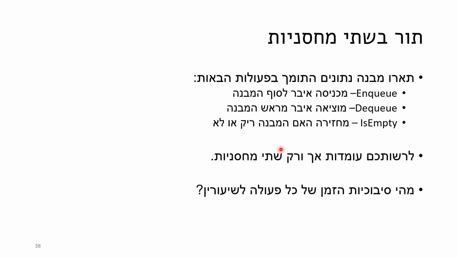Okay, so we want to implement a queue with two stacks. First we have to describe a data structure that supports the following operations: NQ, DQ, and is empty. We only have two stacks. We can't just use a queue. We have to implement it using two stacks. And we also have to calculate the amortized analysis runtime of each operation for our data structure.